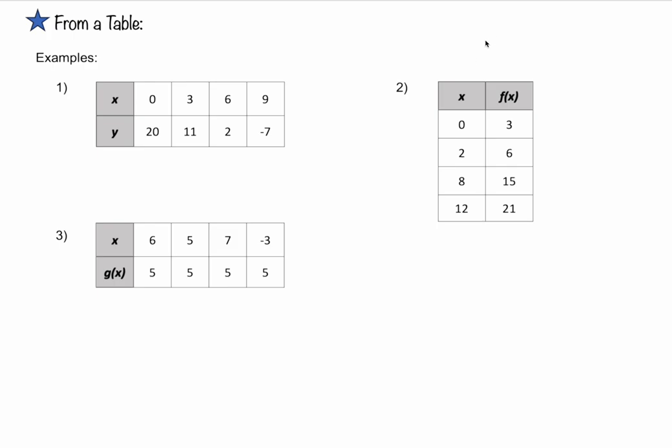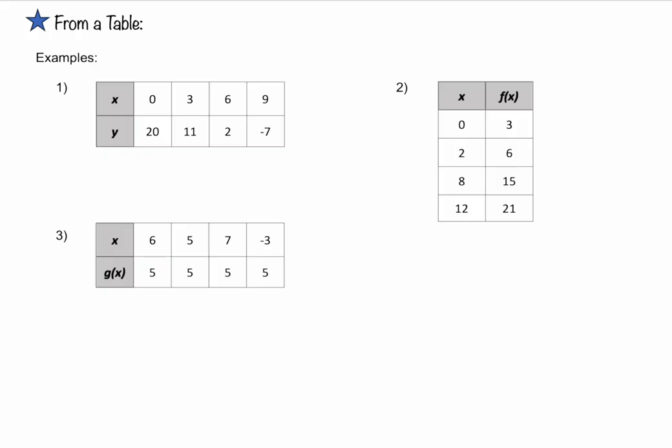This video is on slope and rate of change. We're going to find the slope from a table. So we have three examples here. We need to remember that our slope formula is change in y divided by change in x. So what I'm going to do here is figure out my change in x's and change in y's and then do my fractions.